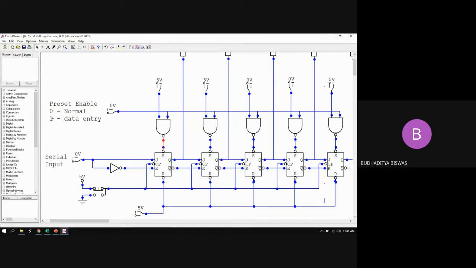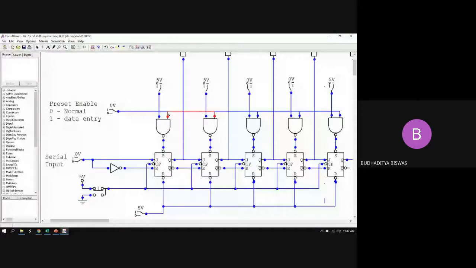Now, if one of the inputs is connected to the data entry mode like this one, 1, then what will happen? So if the preset enable input is connected to 1, then one of the inputs of every NAND gate is getting a 1. Now the output depends upon the other input, because in a NAND gate, if one of the inputs is 1, the output depends upon the other input also. If the other input is 1, then it is 0, and if the other input is 0, then it is 1. Okay, so come to this one, first gate.